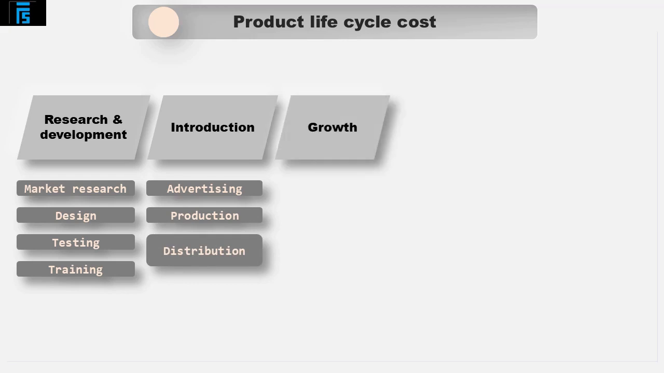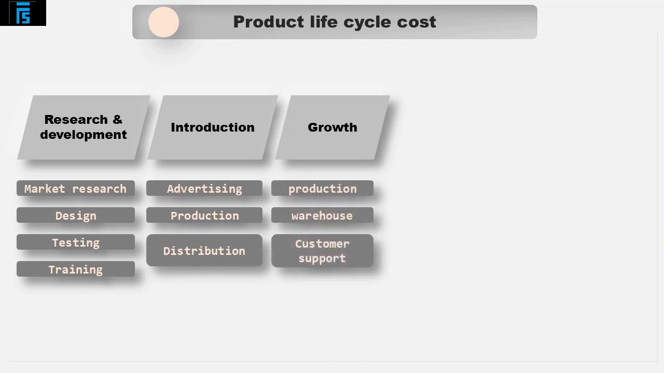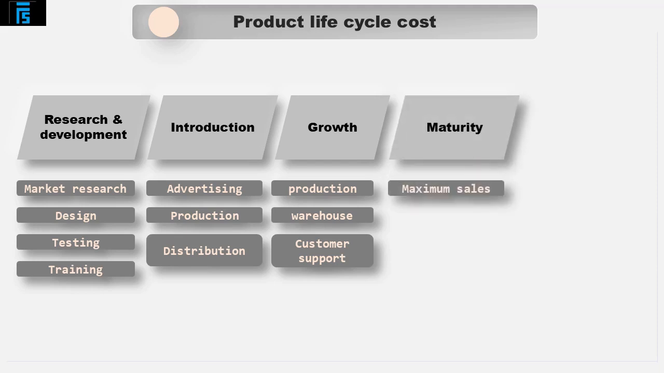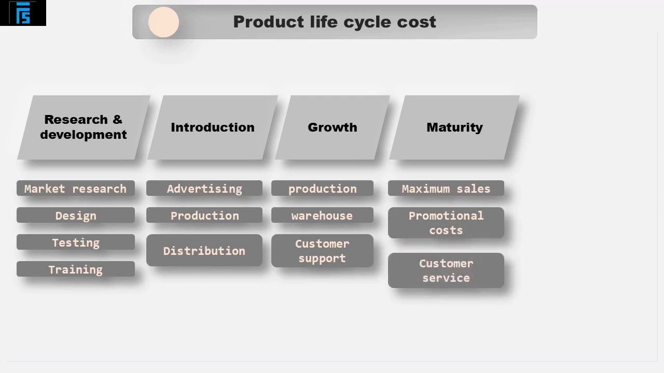Growth. As the popularity of the product grows, production and warehousing costs also grow, and customer support costs increase. However, product unit costs may begin to fall as economies of scale are achieved. Maturity. Product sales are maximized at this point. Unit costs should now be low. Additional promotional costs may be necessary to maintain customer awareness of the product or brand. Customer service costs will most likely be significant at the maturity stage.